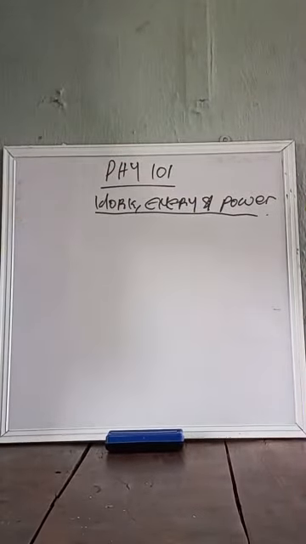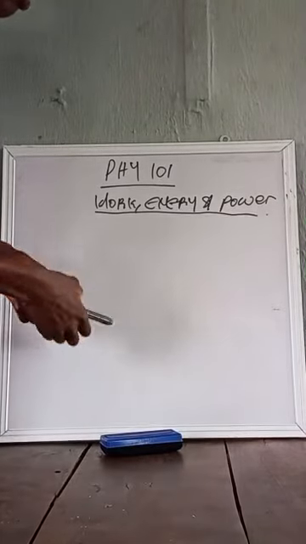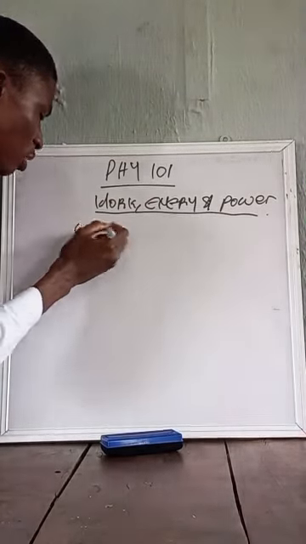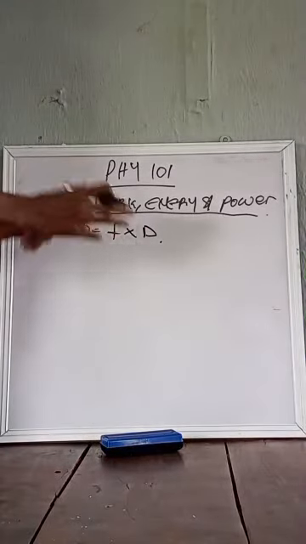What do we understand by work? In anything that you want to understand by work, just know that work is the product of force and displacement. W, just from your expression, W is equal to force times displacement. It's not distance. Please take note.